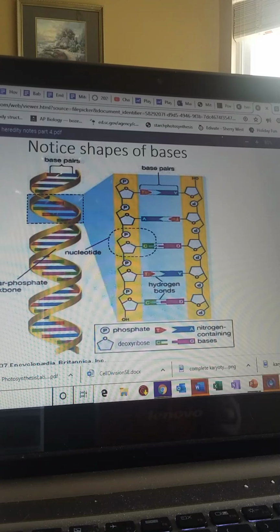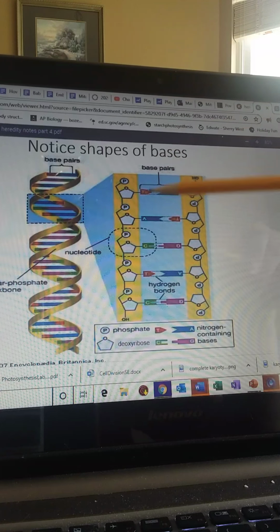There are 4 bases in DNA, and you need to know what they are. They have long names like adenine, thymine, cytosine, guanine, but a lot of times in these shapes that you see, you just see the first letter for them. Because here you see a T.